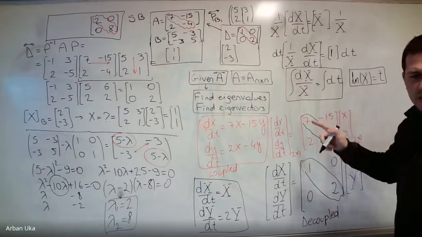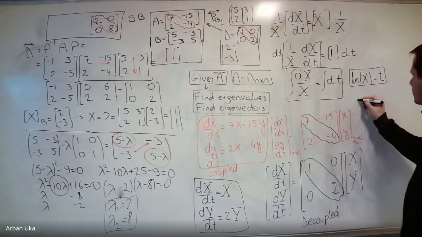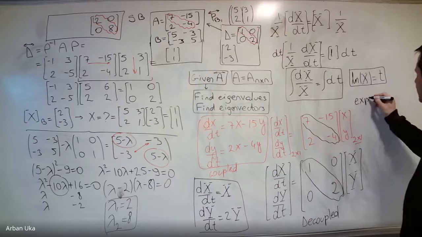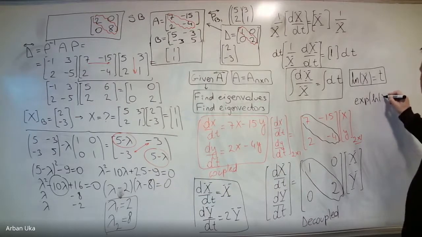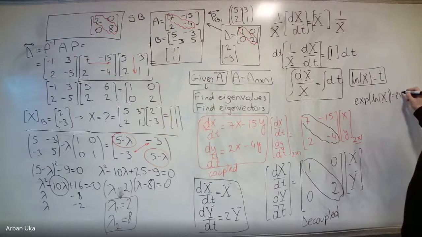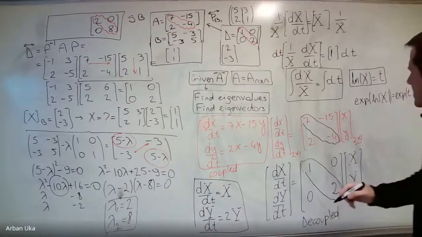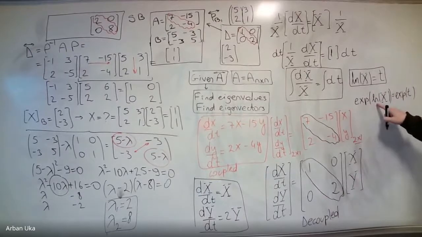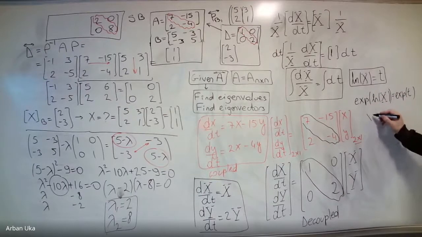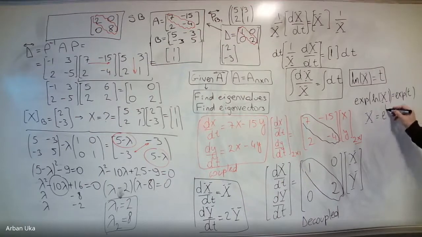Yes. So then what you can do is take the exponential of both sides. So you can do the following. Exponential of ln of x is equal to exponential of t. Exponential and natural logarithm are inverse functions. So you get here that x is equal to e to the power t. Okay? So we solved this one.